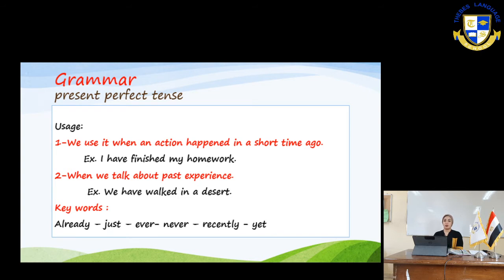We have the keywords here that express the present perfect tense: already, just, ever, never, recently, yet. Okay, and there are also since and for, which can be keywords to express the time expressions for the present perfect tense. Let's move to the next slide.